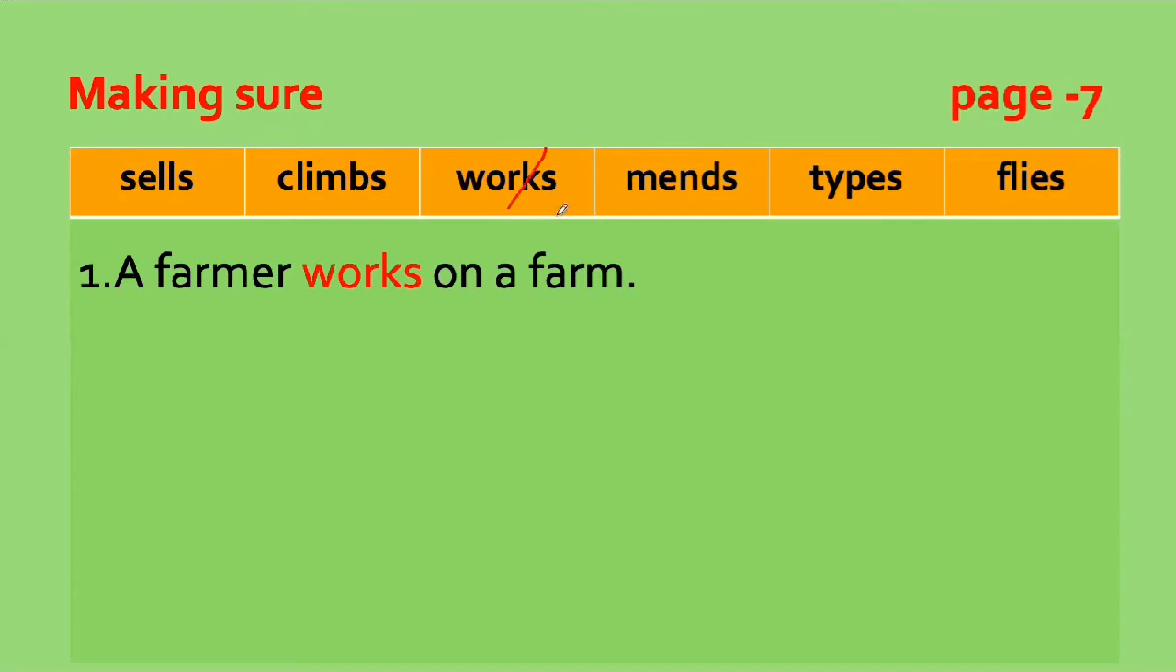Now moving to the second sentence. A pilot dash airplanes. A pilot sells airplanes? No. A pilot climbs airplanes? No. A pilot mends airplanes? No. A pilot types airplanes?